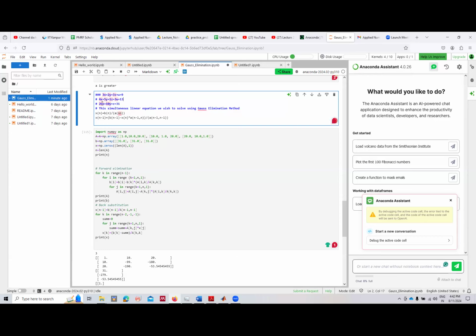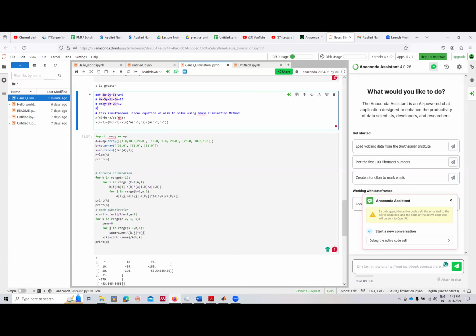And the third equation is x plus 2y plus 7z plus 2w equal to 12. My fourth equation is 4x plus 2y plus z plus 6w equal to 13. Okay, these are my equations.